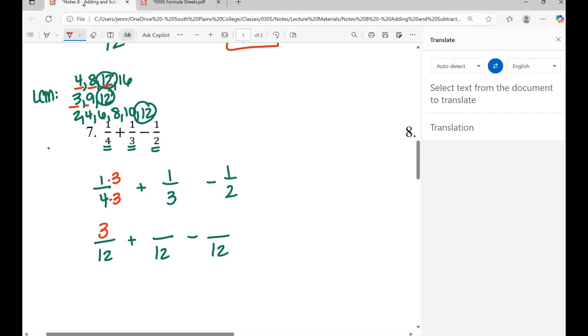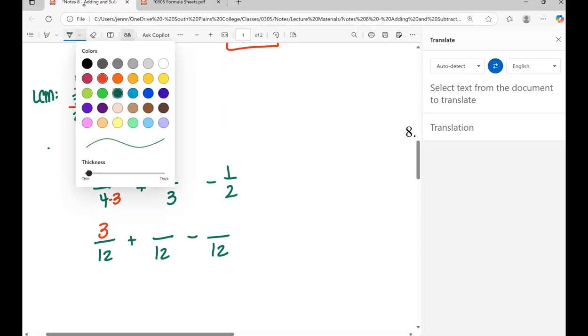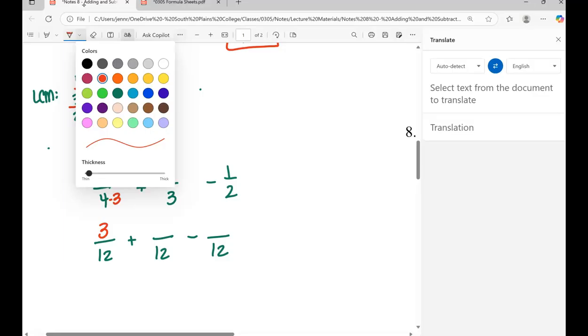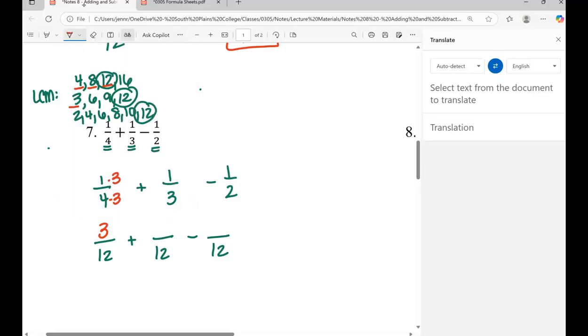Ooh, y'all, I made a mistake. I missed it, didn't I? 3, 6, 9, 12 before 12 shows up. Always good to check yourself. 3 times 1, 2, 3, 4 groups. 3 times 4 should have given me 12, giving me a fraction of 4 over 12.